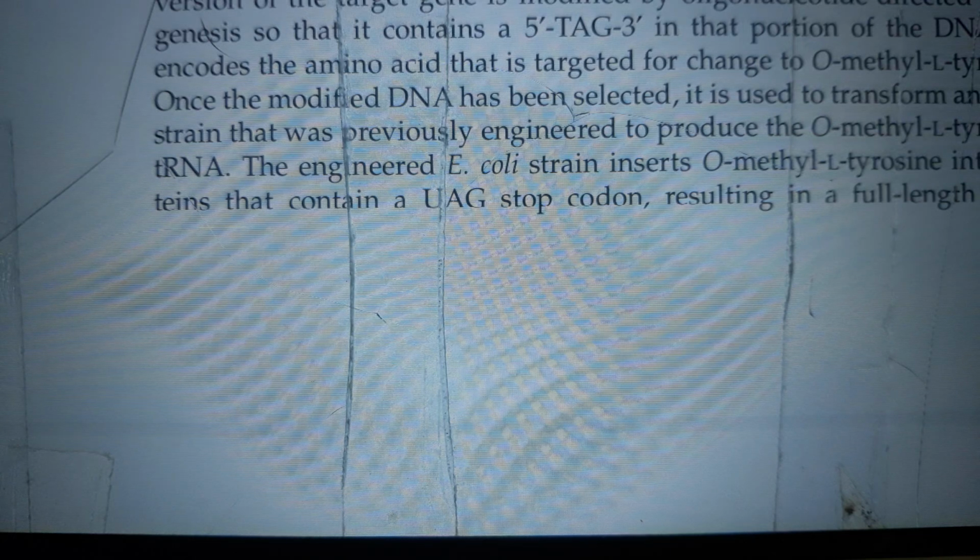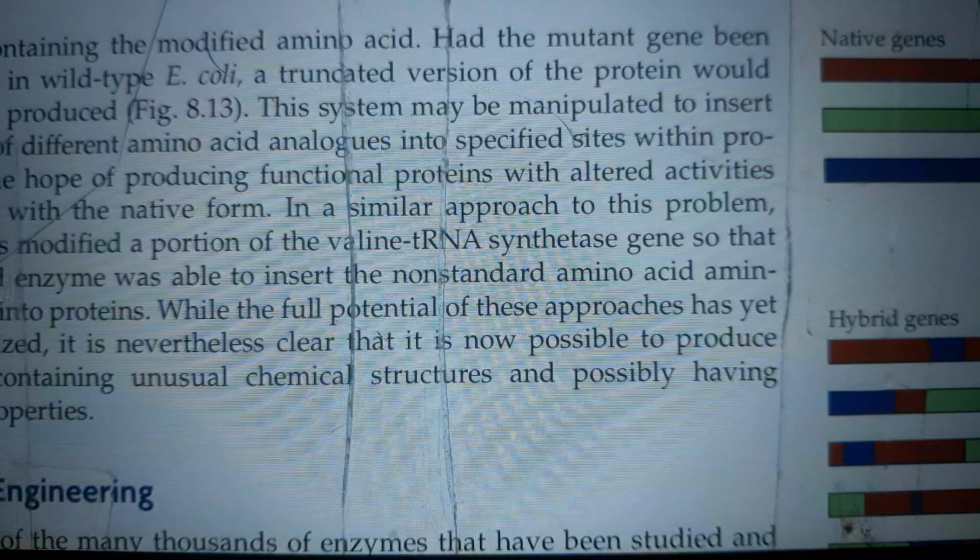Once the modified DNA has been selected, it is used to transform an E. coli strain that was previously engineered to produce O-methyl L-tyrosine tRNA. The engineered E. coli strain inserts O-methyl L-tyrosine into proteins that contain a UAG stop codon, resulting in a full-length target protein containing the modified amino acid. Had the mutant gene been expressed in a wild-type E. coli, a truncated version of the protein would have been produced.